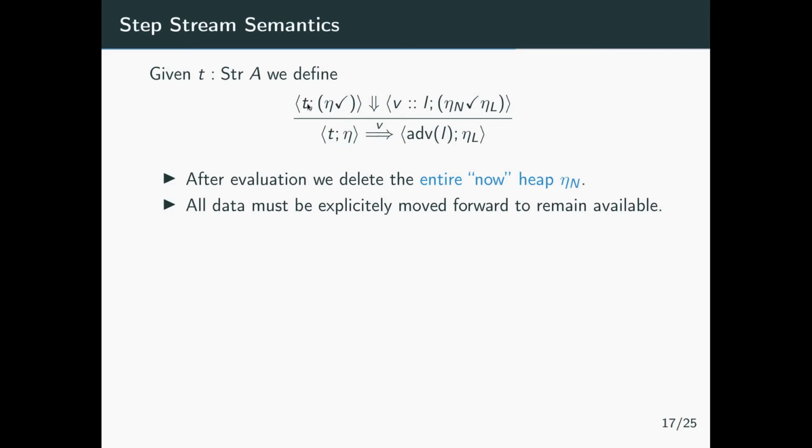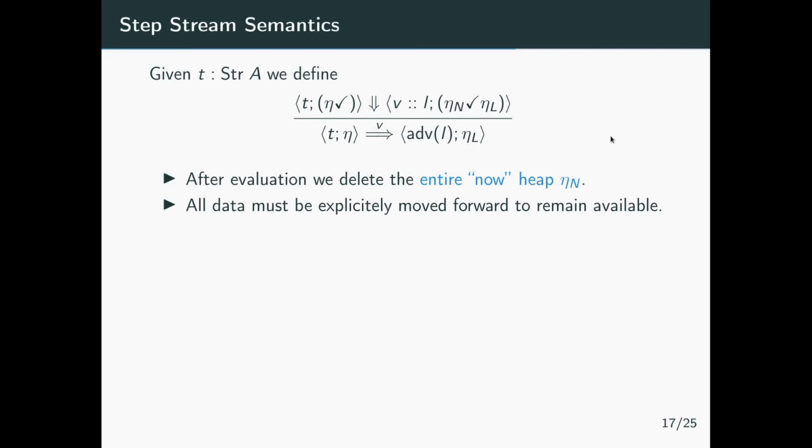Then the term evaluates. Since it's a stream, it evaluates to a head, which you get available now, and a tail. And the tail is a delayed stream, right? Meaning it's something that is allocated in the future. So here, this label lives in the later heap, okay? And then we say the whole term steps, it emits the V, which was the current head. And then in the next time step, we remove the now heap, and then we can advance this thing and it lives in the later heap. And then we can keep doing this, right?